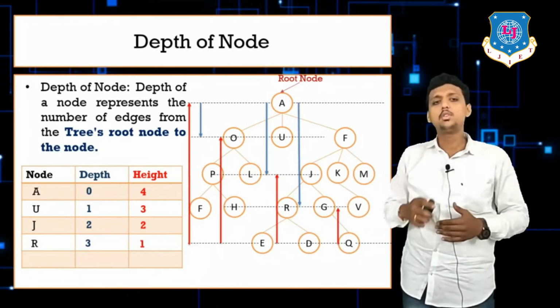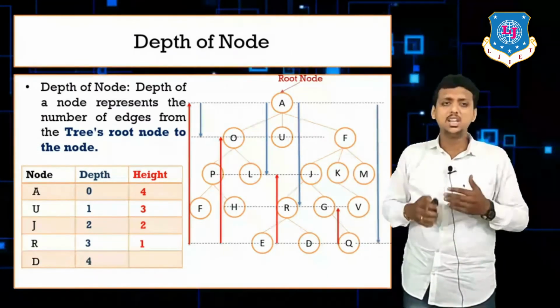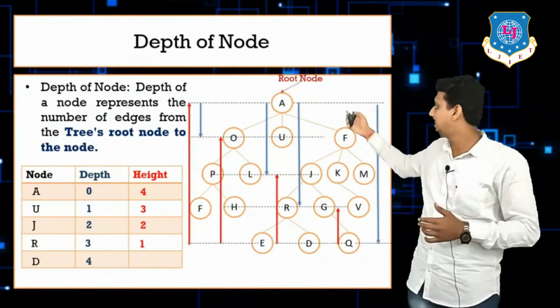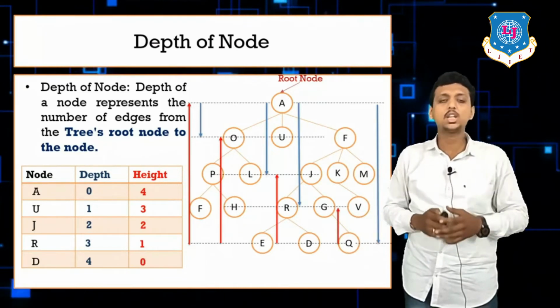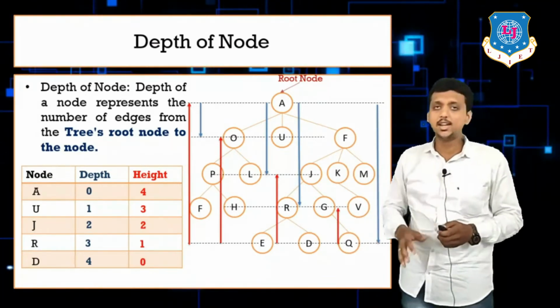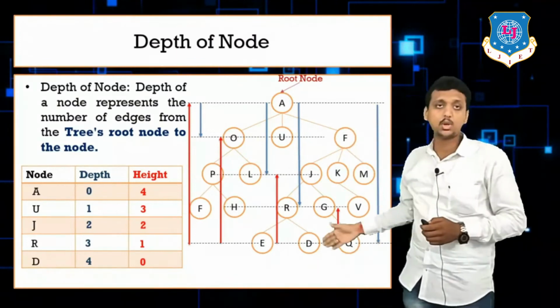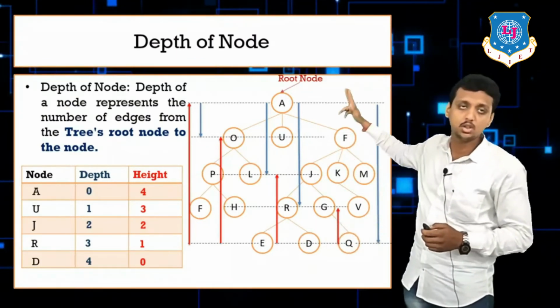Now moving forward, the next is D. So last is D. Students, you can see the depth is 4 and the height is 0. To calculate the depth, you go from top to bottom, and to calculate the height, you have to go from bottom to top level.